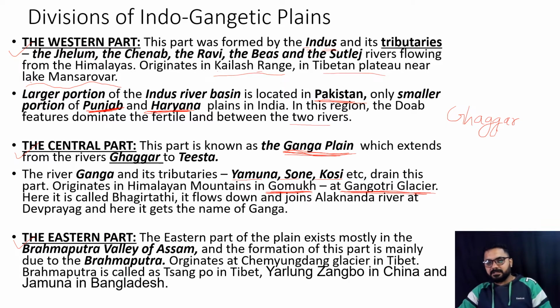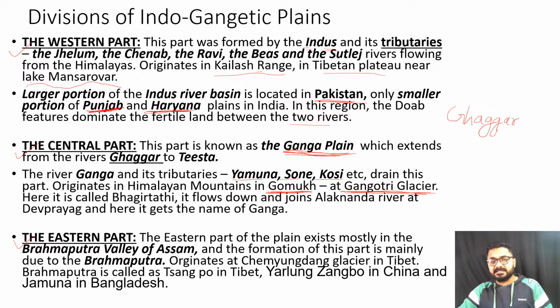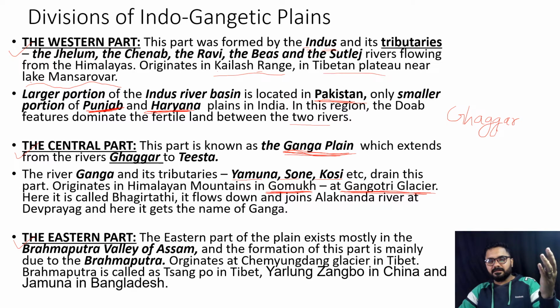Now, you must remember that the Ganga River does not get its name from the point where the glacier melts at Gangotri. It gets its name at Devaprayag. In simple words, at Gomukh there is a glacier called Gangotri. From there, the glaciers are melting, a stream of river starts flowing, and from there the river continues as Bhagirathi.